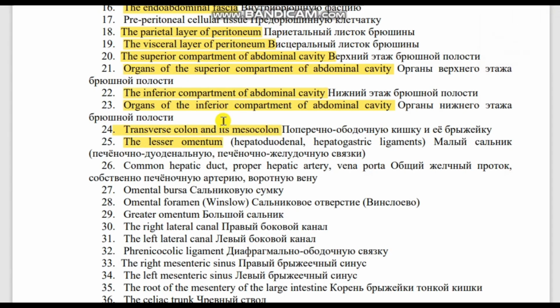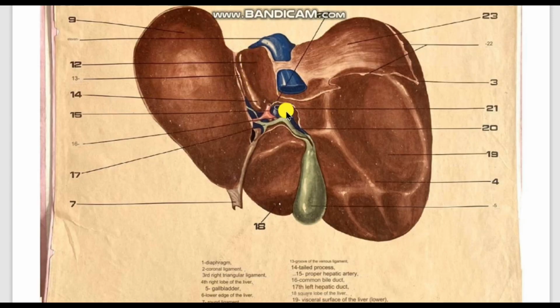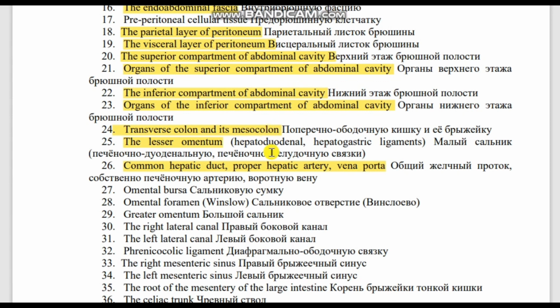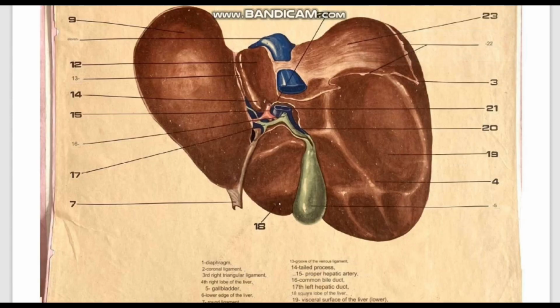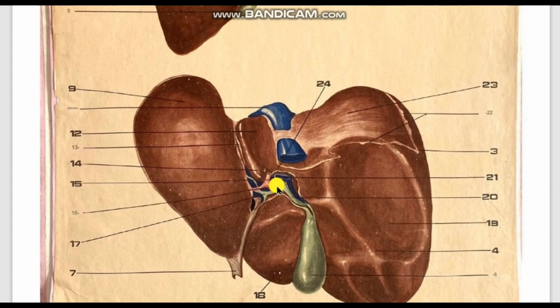Next we have common hepatic duct, proper hepatic artery and vena porta. We have three structures. So here you can see this one is the common hepatic duct. Okay, the second structure we have is the proper hepatic artery. This one is the proper hepatic artery. And the last one, here you can have a look at vena porta, this blue one.